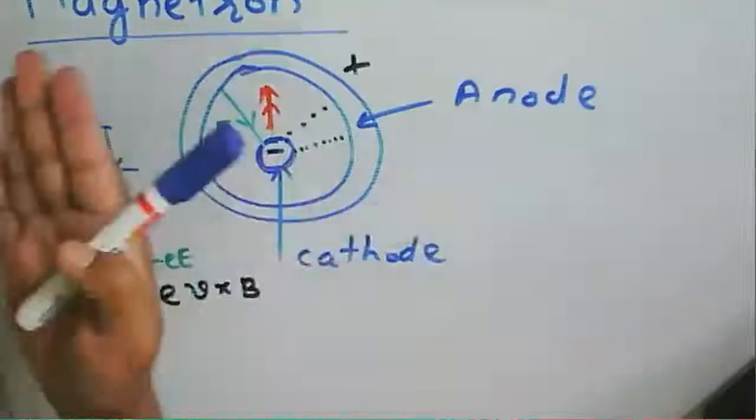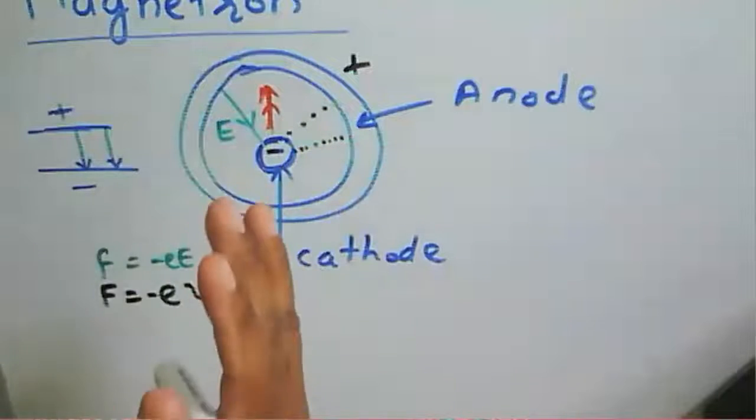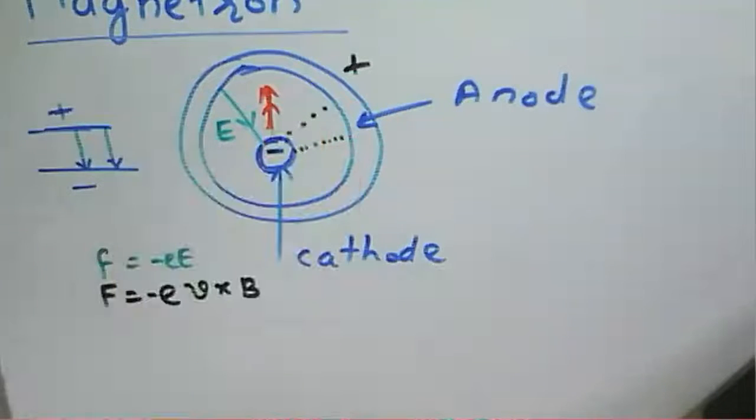And this one is supposed to be a board now. So your magnetic field will come out from the board or it will go inside the board here. That is about the magnetic field. So if you consider your electric field and magnetic field here, both are perpendicular to each other. So that's why the magnetron is called a cross field tube.